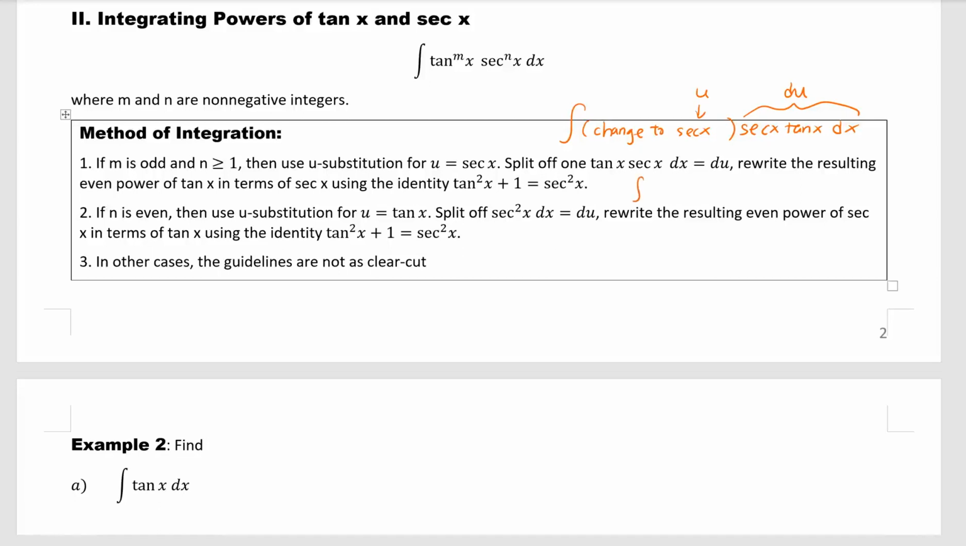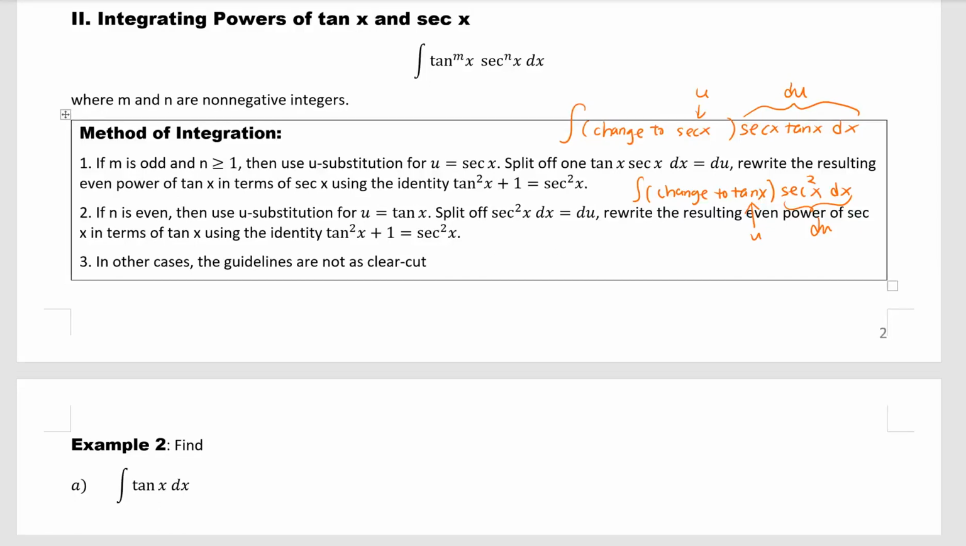Second case, if the power of secant is even. Oh, this is different than the previous method. Previous method, we look at whether the powers of sine or cosine is odd. Here, for tangent, we look at when it's odd. For secant, we look at when it's even. So when it's even, we're gonna split secant square at the end, and then whatever in front, change in terms of tangent. Because the secant is even power, after you split secant square, the remaining is still an even power. So when it's even power, then you can change it in terms of tangent using the trig identities. After you're done, let u be tangent, and then du is gonna be secant square.